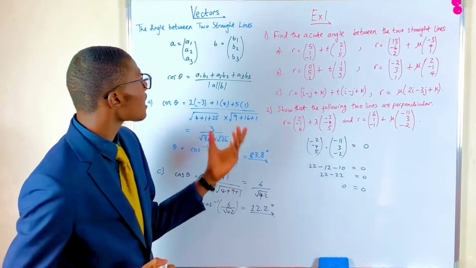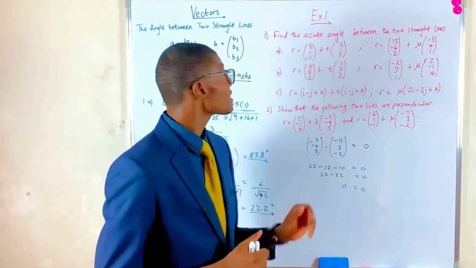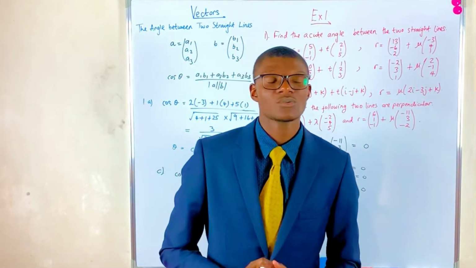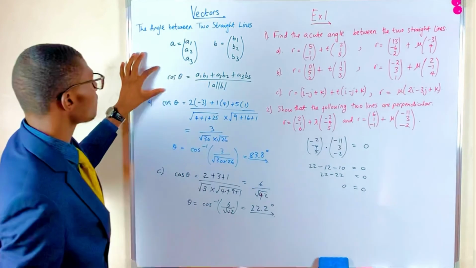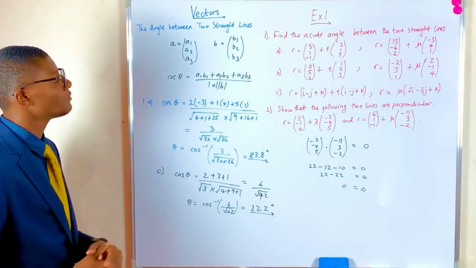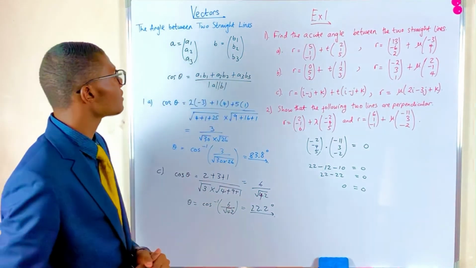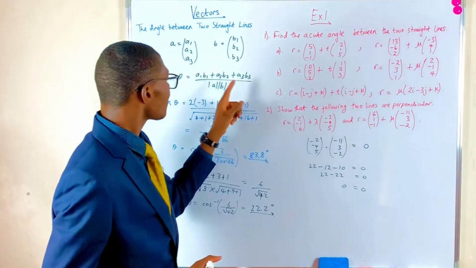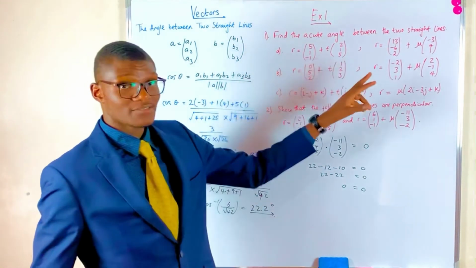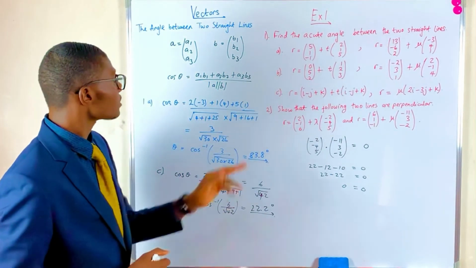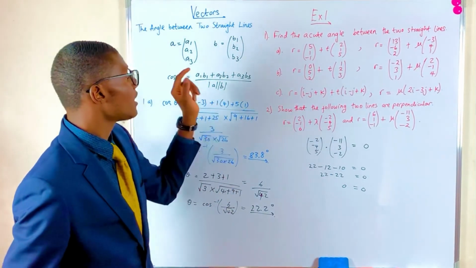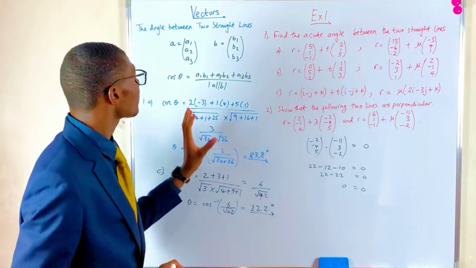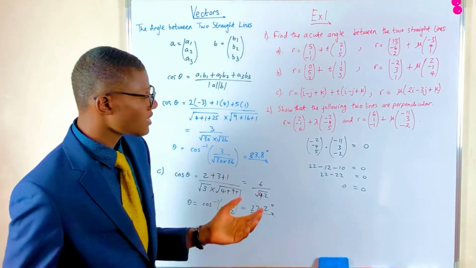So this is actually how we calculate the angle between 2 lines. We just simply use this formula: cos theta is equal to the scalar product of the 2 direction vectors over the magnitude of those direction vectors. This is how we calculate the angle between 2 lines.